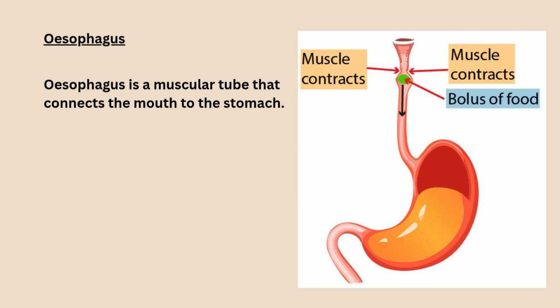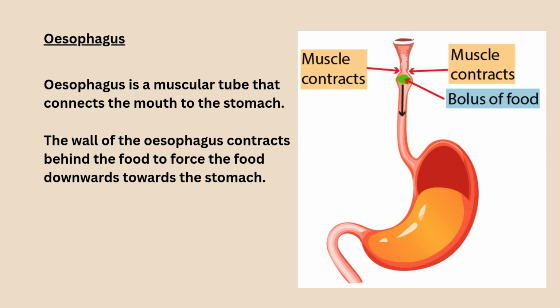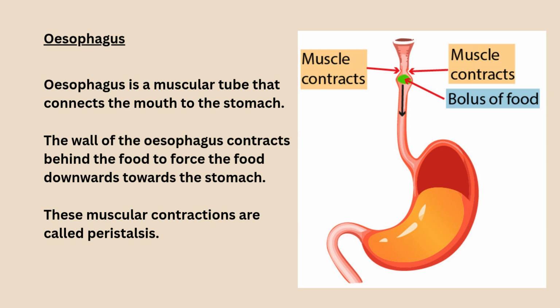The esophagus is a muscular tube that connects the mouth to the stomach. The wall of the esophagus contracts behind the food to force the food downwards towards the stomach. These muscular contractions are called peristalsis.